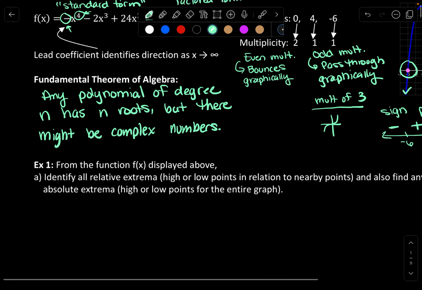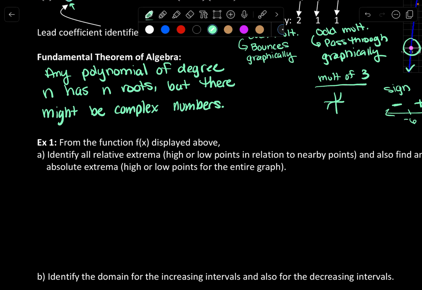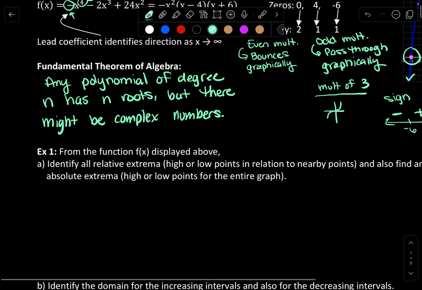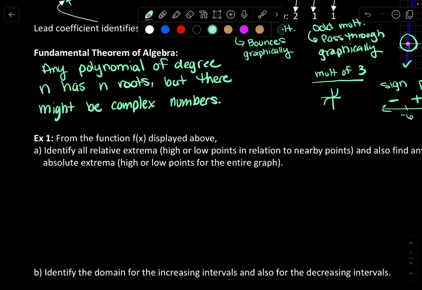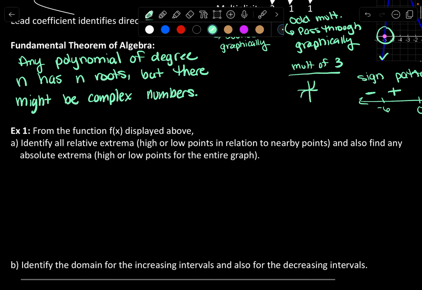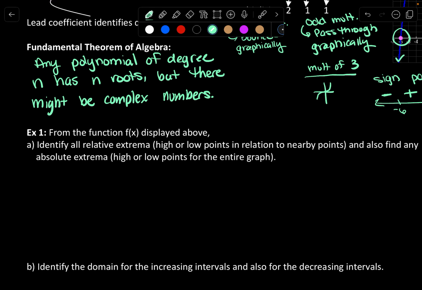Okay. So example 1, from the function f of x displayed above, which is the graph we see on the right, identify all relative extrema, high or low points in relation to nearby points, and also find any absolute extrema. And this is the high or low point for the entire graph.